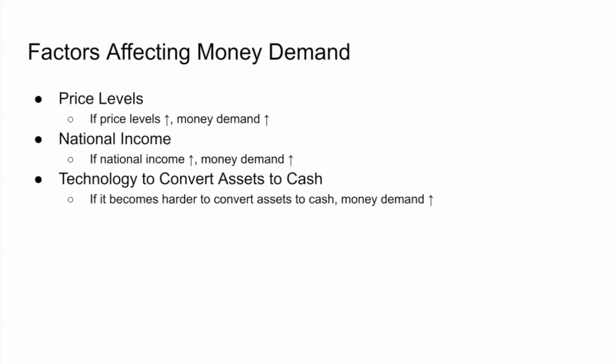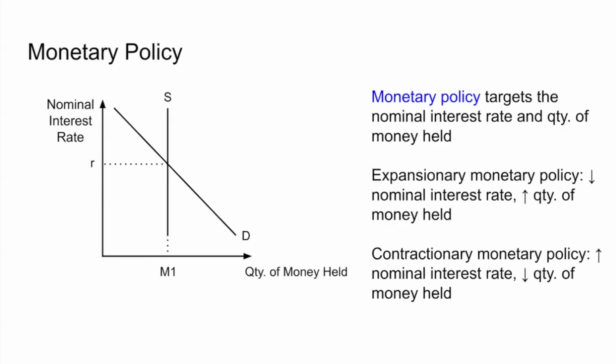Here are some factors that could shift money demand. So if price levels increase, then people would need to spend more for the same amount of goods, so they need to hold on to more money, so money demand increases. If national income increases, people have more to spend, so money demand increases. And if it becomes harder to convert assets to cash, then money demand increases because people hold on to more of it to stay safe.